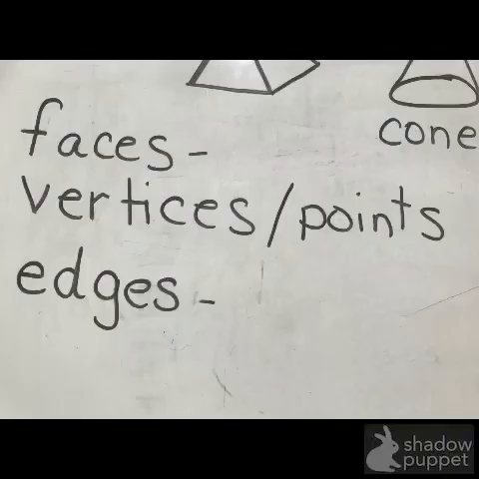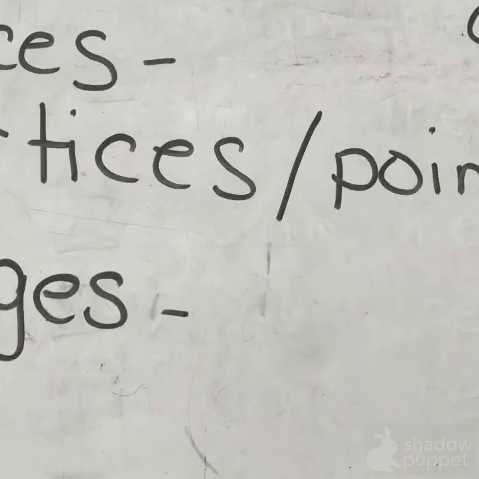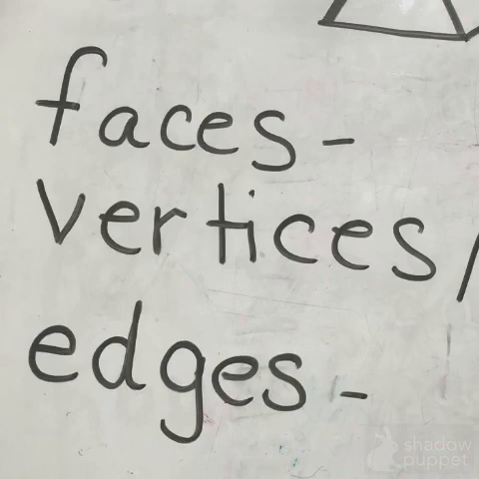Just like with 2D shapes, 3D shapes have vertices and points or edges, but they also have something called faces. And we are going to look at the different types of shapes that they have.